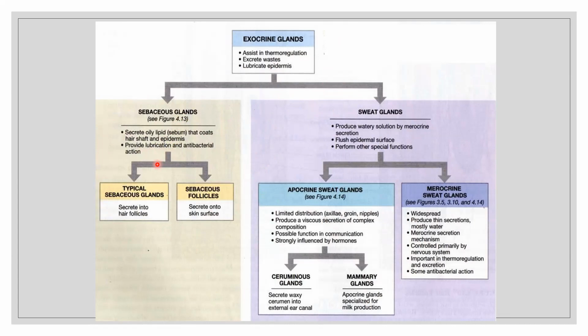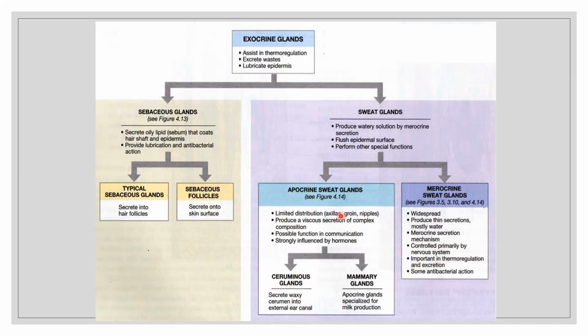There are two types of sebaceous gland. The typical sebaceous gland secretes into hair follicles, and the sebaceous follicle secretes onto skin cells. Sweat glands produce water in solution, a very fine secretion. They flush the epidermal surface. They also perform other special functions. They can be present as apocrine sweat glands and also merocrine sweat glands.